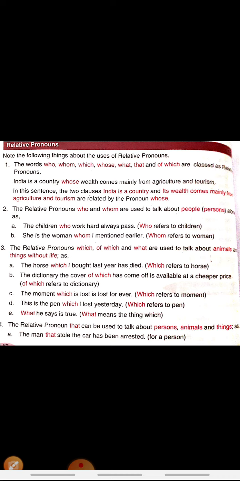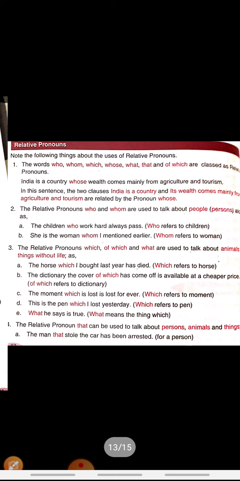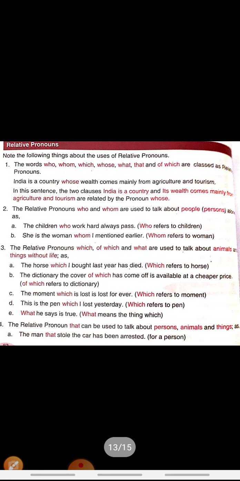Is it clear now? Now, the relative pronoun that can be used to talk about person, thing, and animal. We use it for persons, things, and animals. Okay, the man that stole the car has been arrested. Now, here that is used for a person.